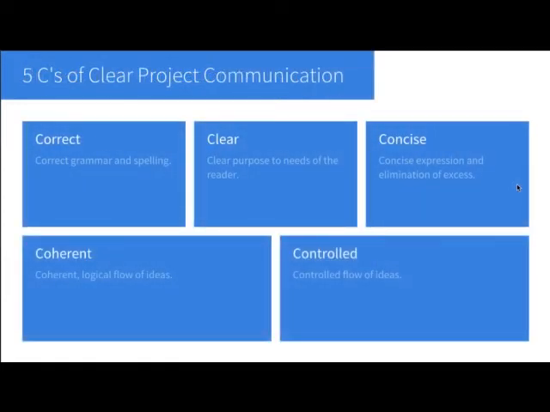I want to look at the 5 C's of clear project communication. That would be correct grammar and spelling, a clear purpose in the writing, whatever communication it is, whether it's video, writing, audio. It should be concise so that it doesn't go on and on. It should be coherent and have a logical flow. And I think it should be controlled as well. So you have a controlled flow of ideas where there's just a logical progression in your communication. And this is really important so that the majority of people that see your communication get it and understand what you're talking about.